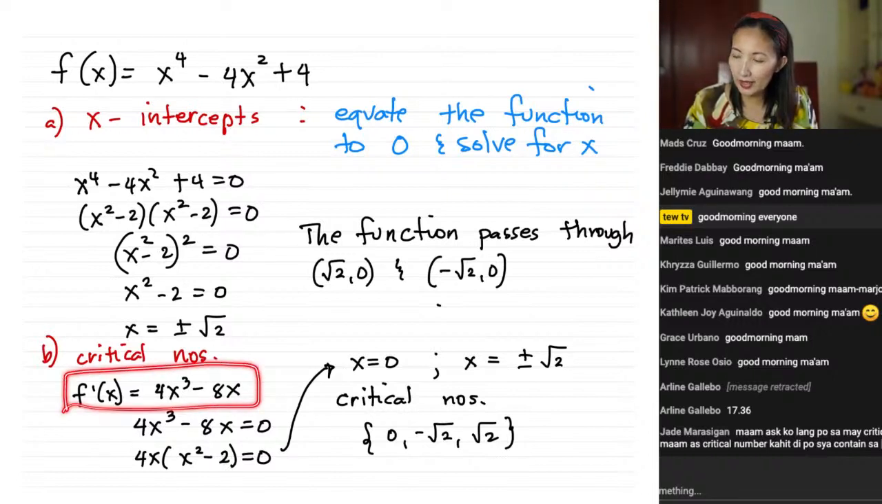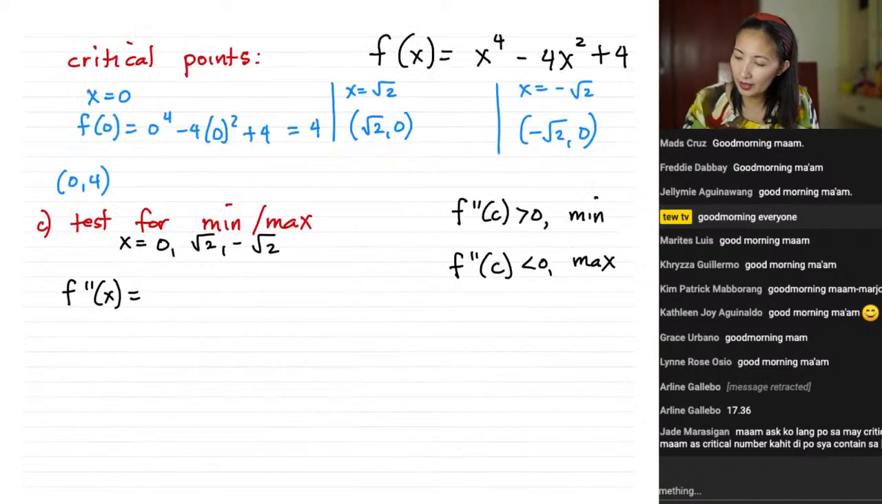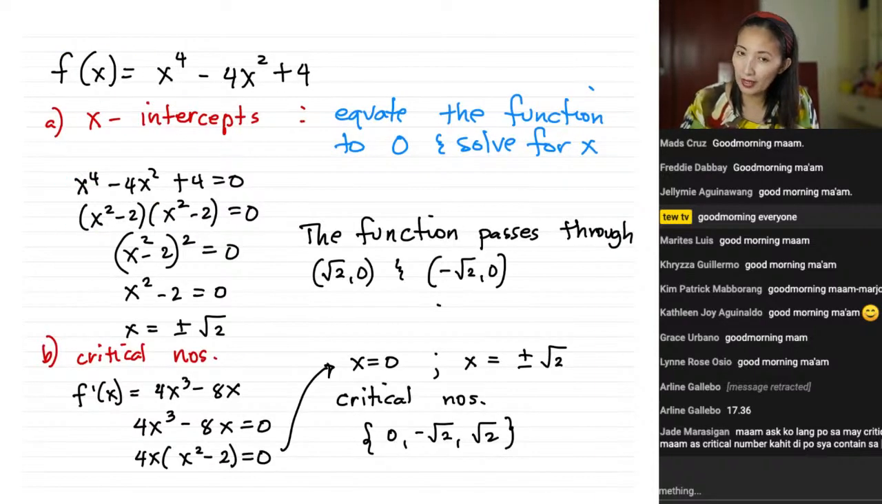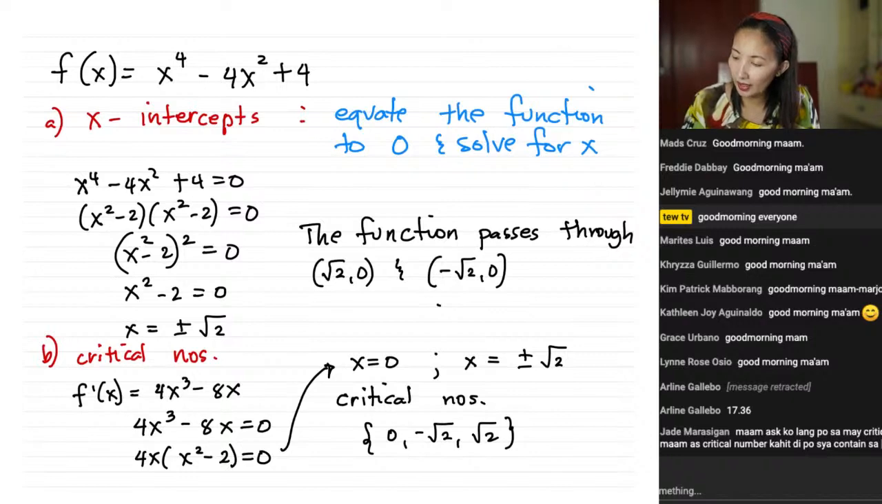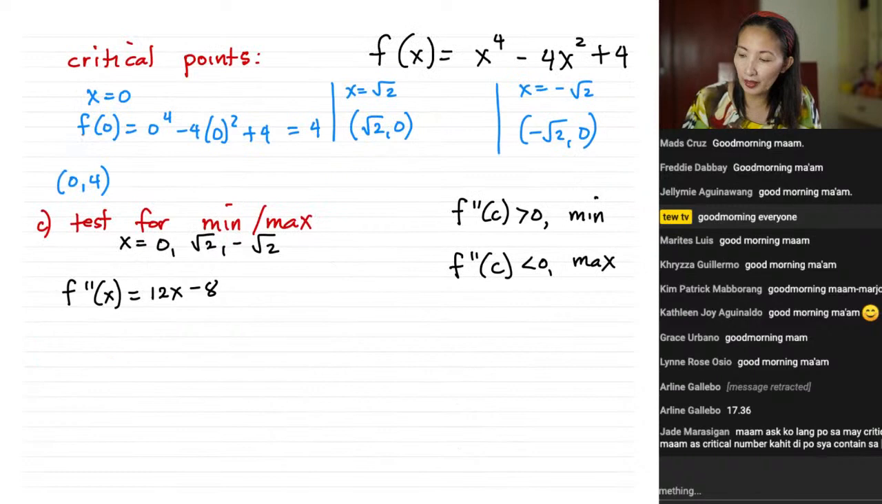4x cubed minus 8x. Get the f double prime. It's 12x minus 8. Okay, so f double prime is 12x minus 8. Once more, where did we get this? From here. Get the second derivative, 12x minus 8. So, f double prime of x.